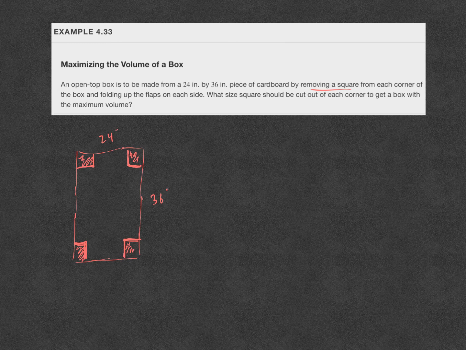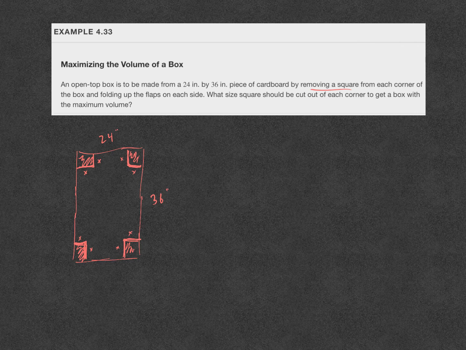And you can see how that would make a box with an open top. Hopefully you can kind of see that. All right. So what I want to do is add to my picture the length of each of those sides is x. Each of the sides of the square that I'm cutting off, we're going to call that x.